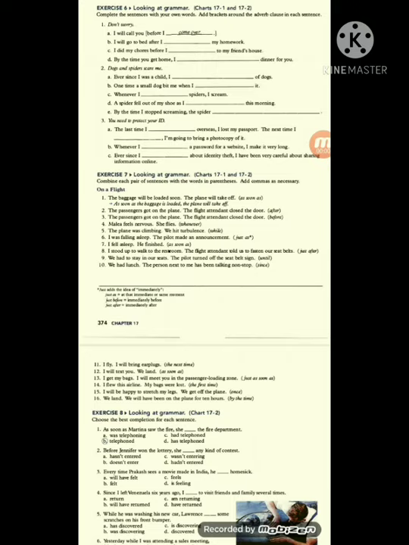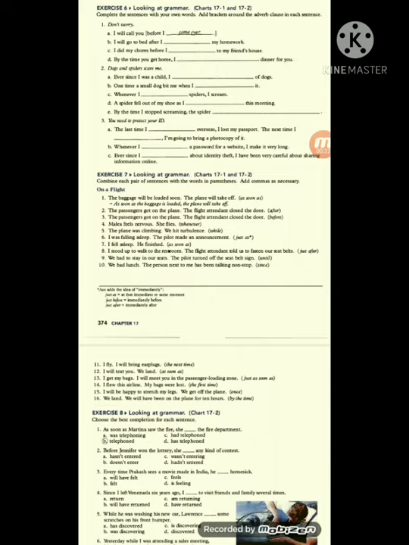Exercise 7, on a flight. Combine each pair of sentences with the word in parentheses. Add commas as necessary. 1. The bag will be loaded soon. The plane will take off. As soon as the bag is loaded, the plane will take off.